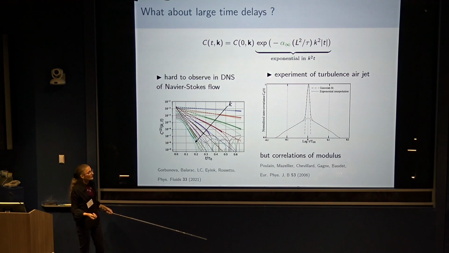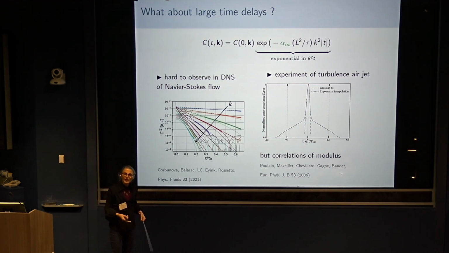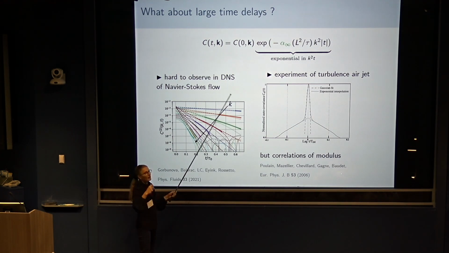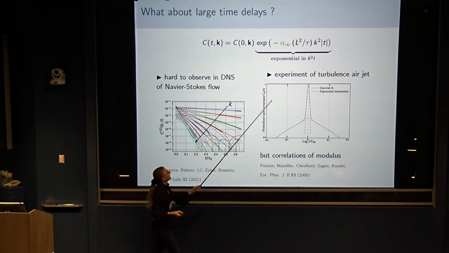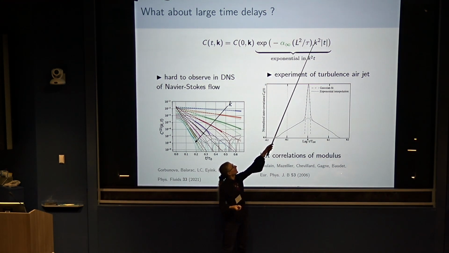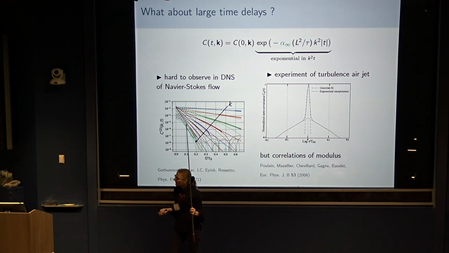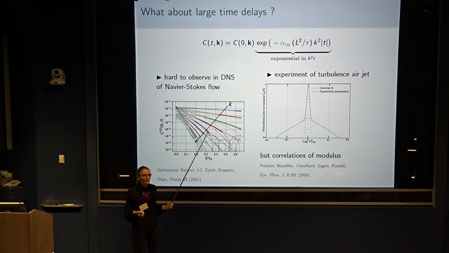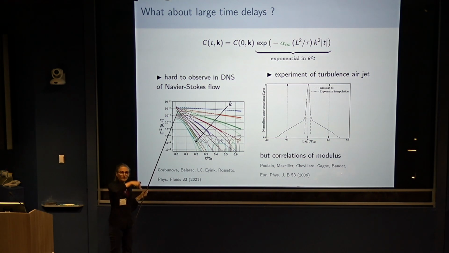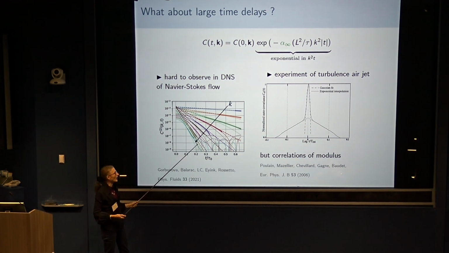Okay, so this is for small time, but what about large time? I've told you that at large time, we expect a crossover, and this crossover is towards something which is much smaller, because you go from something that decays like t squared to something that decays exponentially. In fact, in Navier-Stokes simulation, this is really hard to observe because the initial Gaussian decay is very fast, and you are very rapidly in numerical noise. So sometimes you see it, but it's very difficult to have it converge to average values.